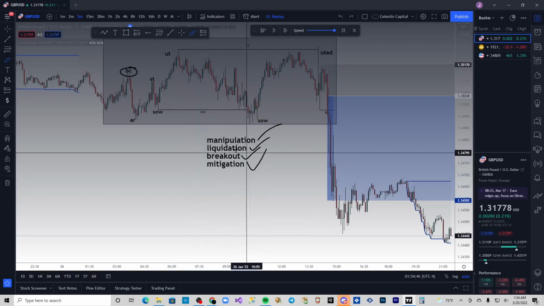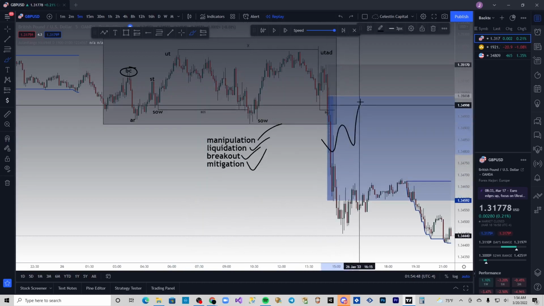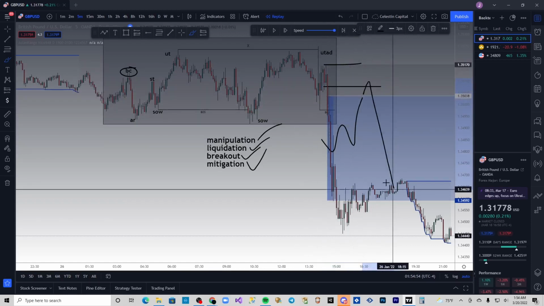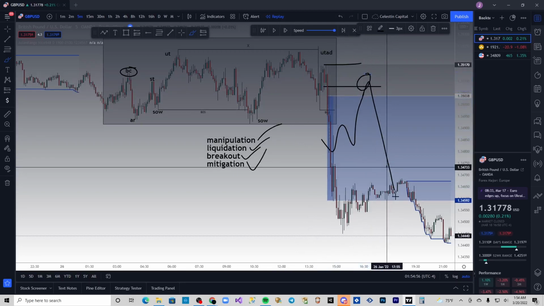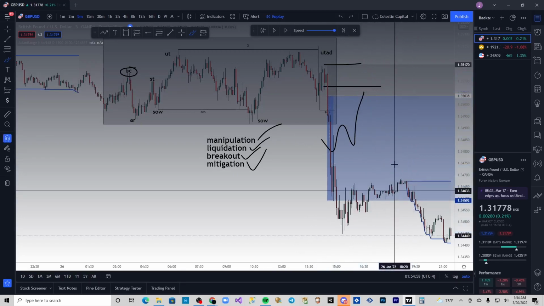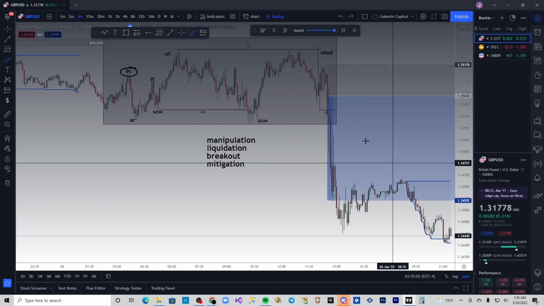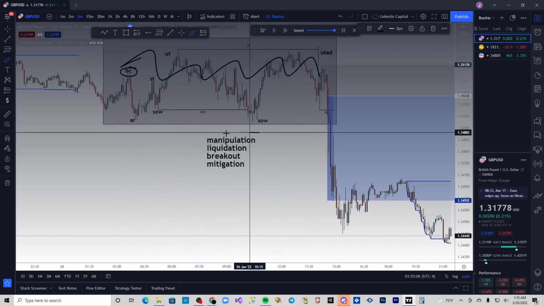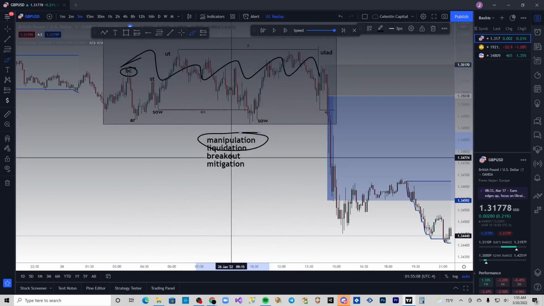The mitigation is basically when price returns back to the last supply zone in this case, because we're looking for sells, and then we want to get in and then take price to the downside. So that's as simple as it gets. That's the simplest form of it. You don't have to remember every single part of this phase, right? All you have to do is remember manipulation, liquidation, breakout, mitigation.